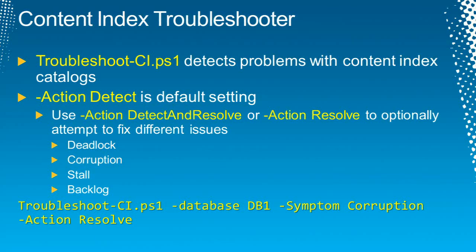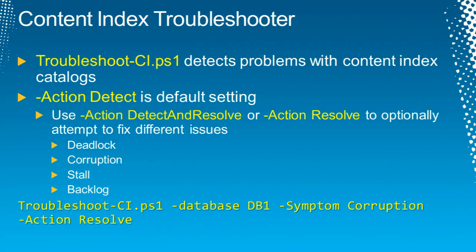And there's sometimes problems that can occur in indexes. There can be deadlocks. If indexing messes up somehow, there can be stalls where it thinks it's supposed to be crawling, but it's not actually doing anything. There could be corruption. Maybe there's a bad block on the disk, and you're in a JBOD environment, and that caused some sort of corruption in the index. Or maybe there's a backlog. The index, just for whatever reason, is not able to keep up. Well, that's what the Troubleshoot-CI script is meant to do for you.